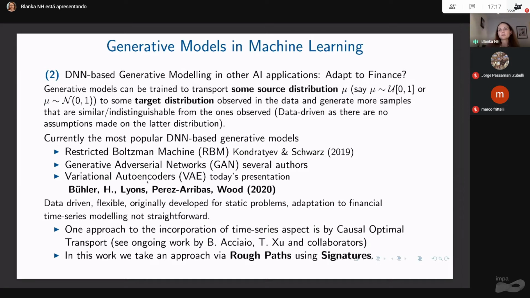But all of these, as mentioned earlier, are for one-by-one marginals at a time. All of them are flexible, all of them are data-driven, but they were all developed for static problems. And there's quite a few difficulties in adapting them to financial time series. One of them is obviously the fact itself that it should be adapted to a time series itself. And then there's other problems that it should be a financial time series, so it should reflect the properties of a typical financial time evolution of a financial path. And this is really not straightforward.